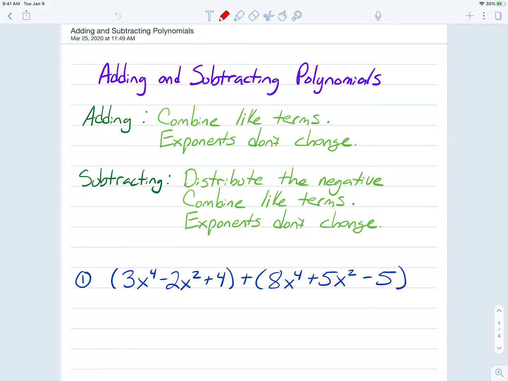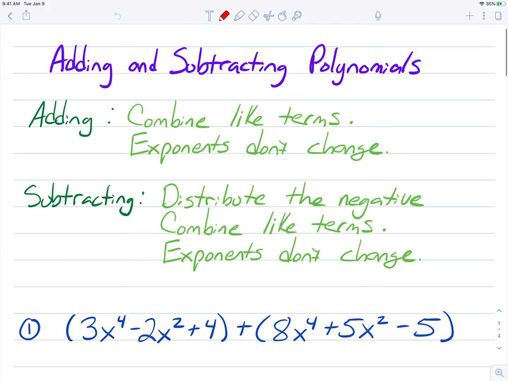Hello, today's video is on adding and subtracting polynomials. It should look somewhat familiar, it's just written in a slightly different format. It's very much like combining like terms. So, if you have two polynomials, they might be binomials, trinomials, polynomials, who knows what, and you're just adding, it is combining like terms. But do not forget that exponents don't change when you're adding or subtracting like terms.